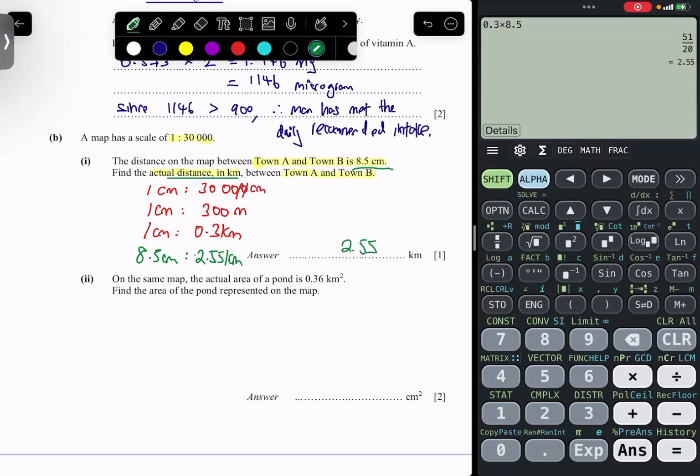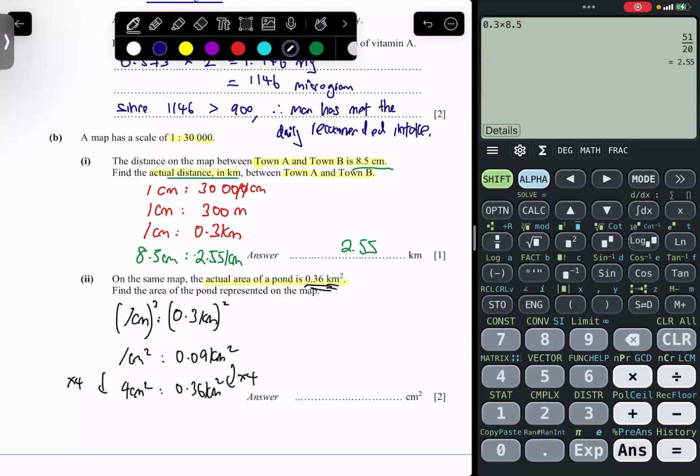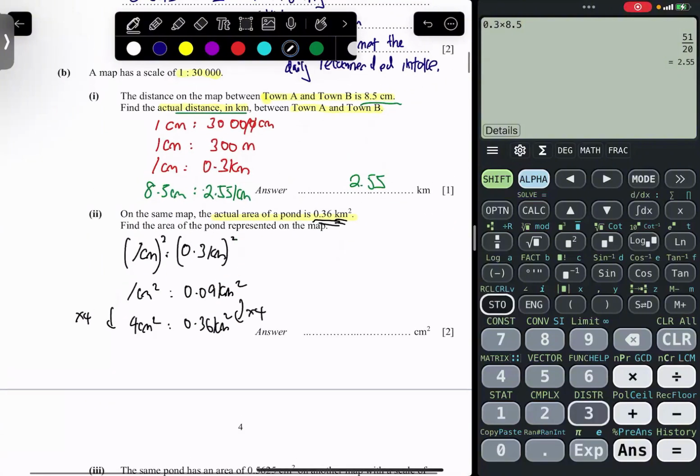On the same map, the actual area of a pond is 0.36 km squared. So we need to understand that map scale is for similar objects. When we transit from a map scale into an area scale, the scale has to change. Since they are dealing in kilometer squared, I'm going to use the kilometer scale. 1 cm is 0.3 kilometer. That is the linear scale, the map scale. To change it into area scale, I just have to square it. So 1 cm squared is 0.09 km squared. Now 0.36 is a multiplier, I just need to times 4. So that means 4 cm squared will be 0.36 km squared.